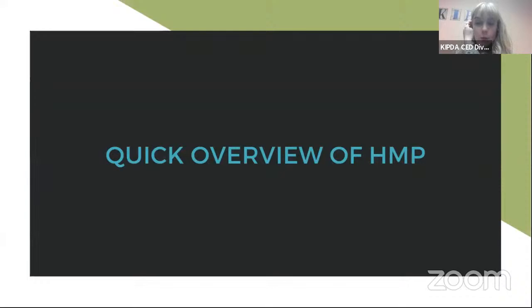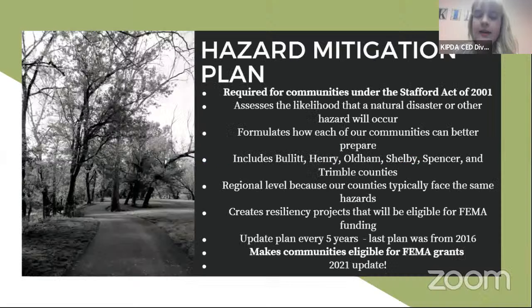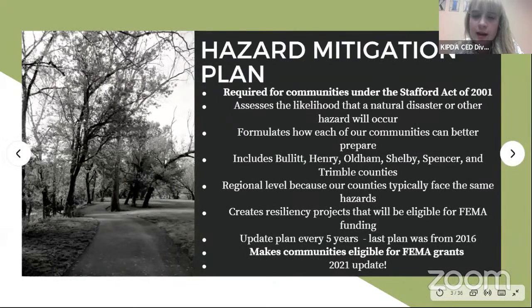For those of you that weren't at our last meeting or that need a refresher, we're just going to do a quick overview of the hazard mitigation plan. Again, this is required for communities under the Stafford Act of 2001, and it's federally required so that our communities are eligible for FEMA grants. Essentially, hazard mitigation plans assess the likelihood that a natural disaster will occur and formulate how each of our communities will prepare.